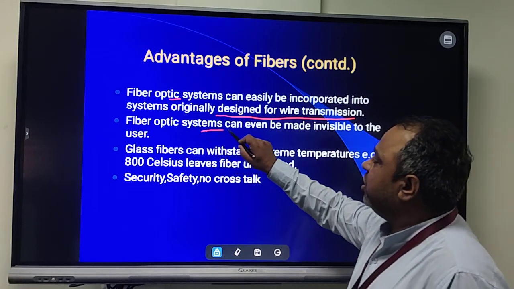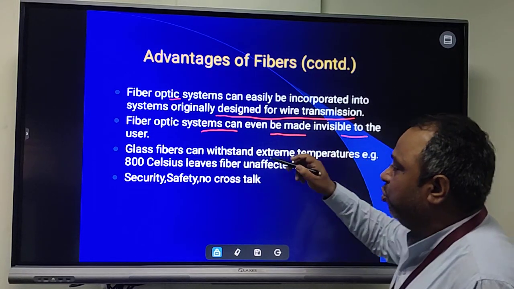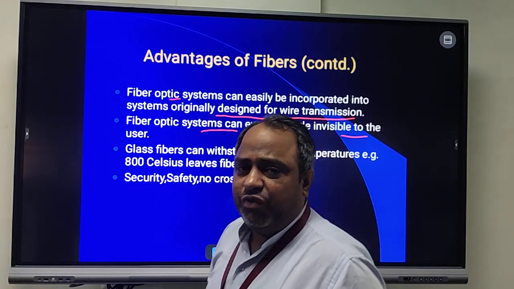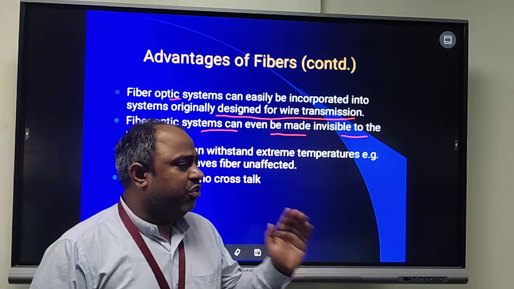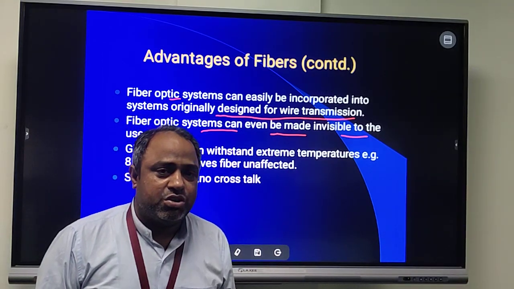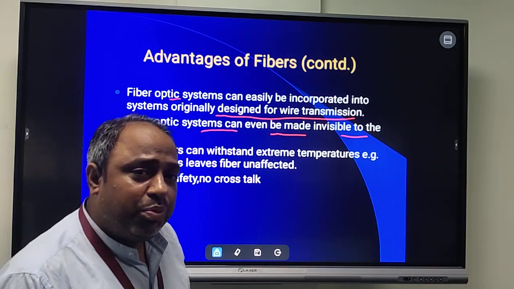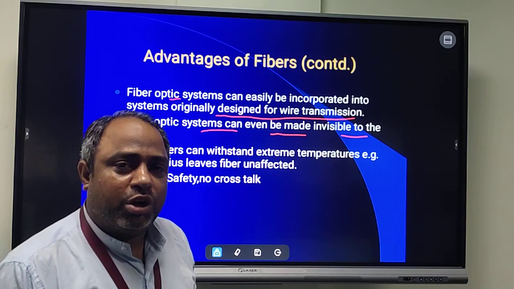Now fiber optic systems can even be made invisible to a user. Definitely optical fiber is invisible, it is not visible to other people. If that person doesn't know, optical fiber is being used for a user's purposes.